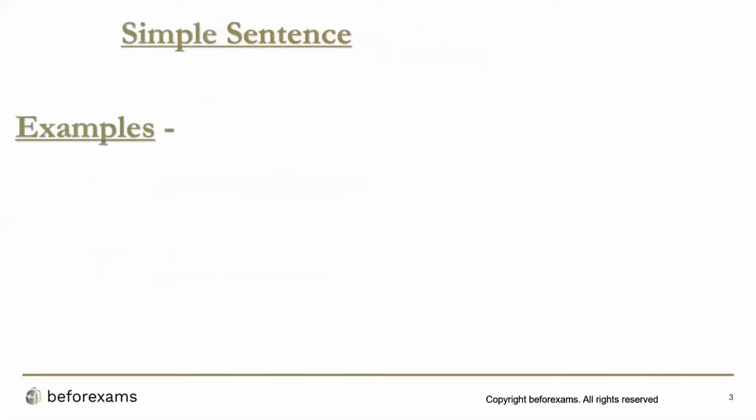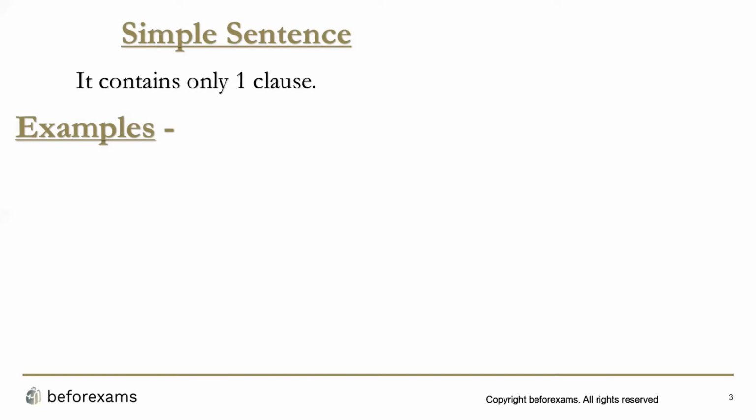First type of sentence is the simple sentence. Now, this is a sentence which contains only one clause. By one clause, I mean one piece of information. That is, in a simple sentence, there will be only one piece of information. I'll give you an example and tell you what I mean by one piece of information. Let's say I say, I am riding a bike.